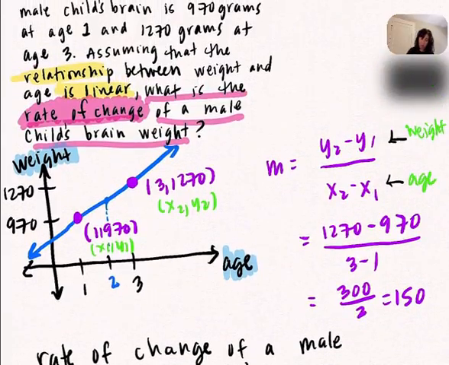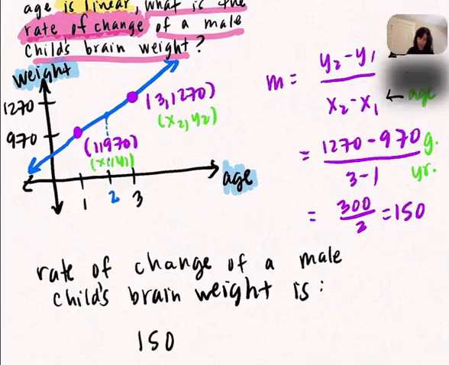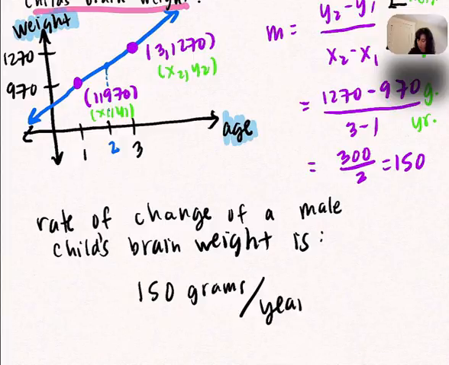So we come up here, we know that our weight was in grams. And our age is measured in years. We'll assume it's years. It says age 1, so we assume that's years. So our units are going to be grams and years. So we're going to divide grams by years and say that the rate of change of the male child's brain weight is 150 grams per year.